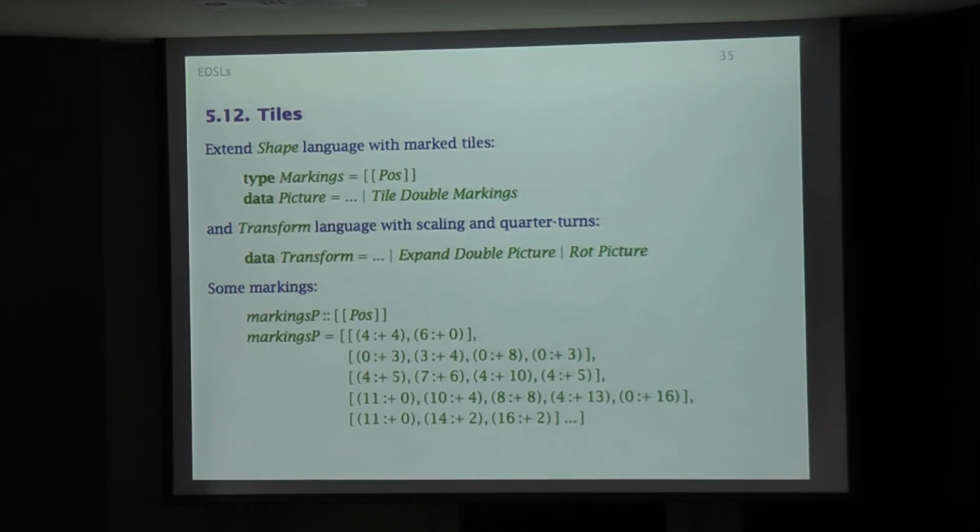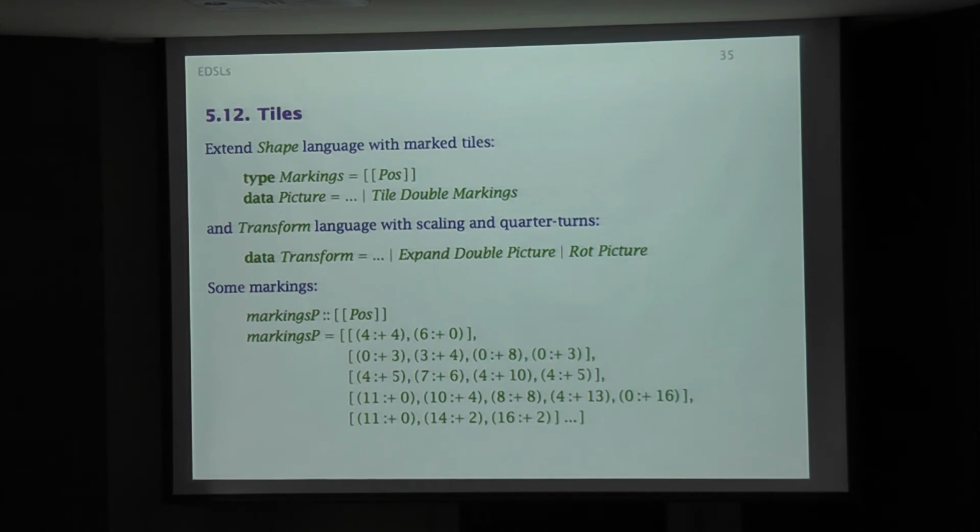In my language I had ellipses, I had rectangles, I had triangles. Here's a fourth primitive. So I'm going to have a tile as well. And what's a tile? It's a square tile with a particular side length, so the first parameter is the double, the side length of my square, and some markings on it, some drawings on the tile, lines on the tile. So here's an example collection of markings.